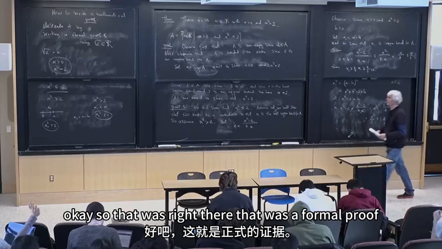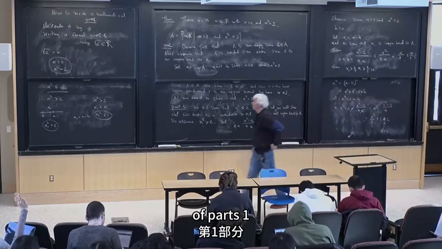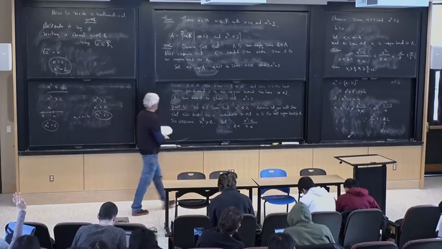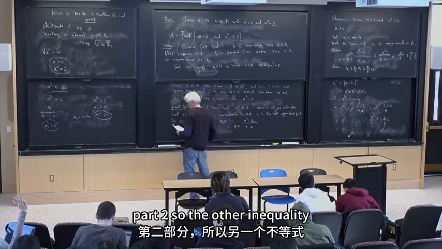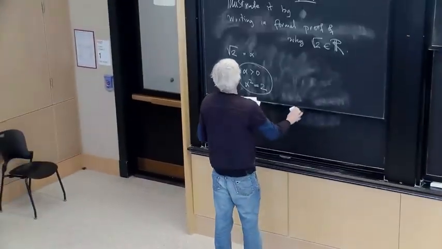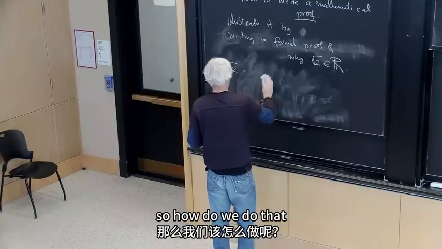Okay, so that was a formal proof of part 1. And then there's part 2, so the other inequality. So how do we do that?